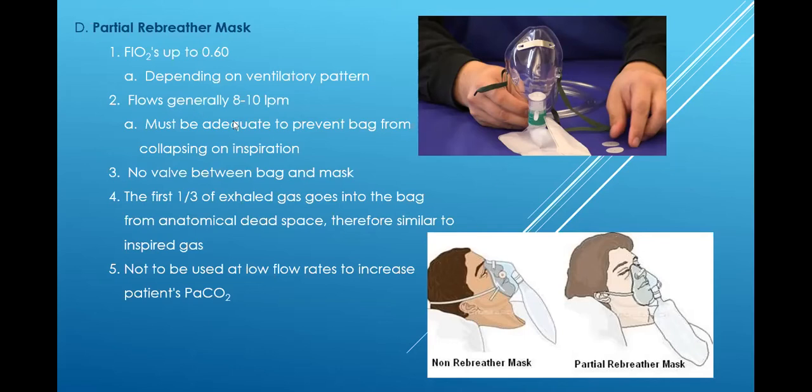All right, let's finish talking about it first. Notice that on the partial rebreather, there is no valve between the bag and the mask. There's no valve, okay? So there is no valve between the bag and the mask. The first 1/3 of your exhale gas goes down into the bag from your anatomical dead space. Therefore, similar to inspired gas.